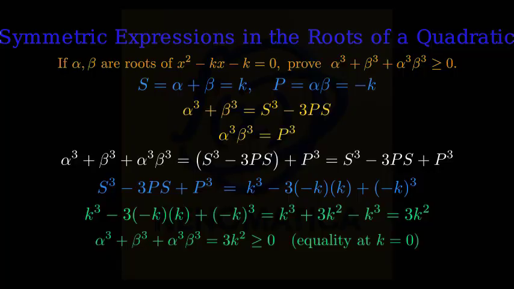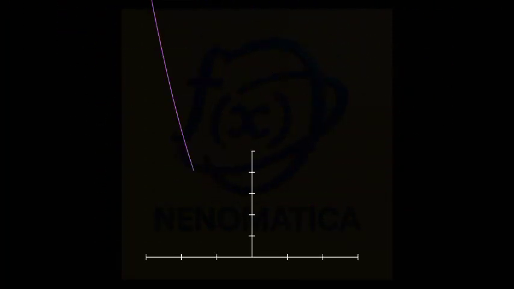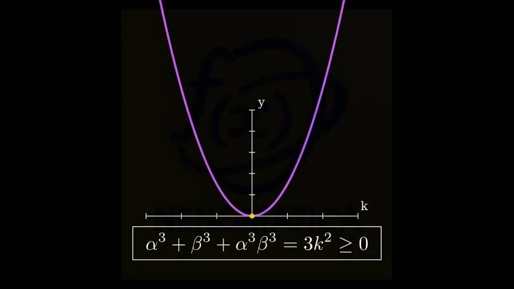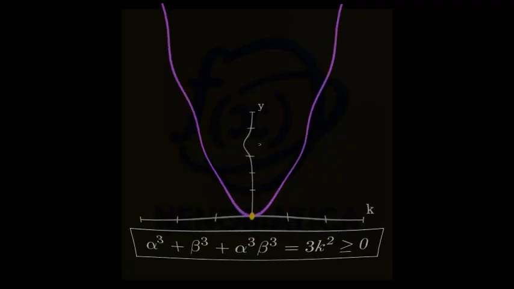To visualize non-negativity, here is the graph of y equals 3k squared. It lies on or above the horizontal axis for every real k, and only touches at the origin. Final result. The expression equals 3k squared, which is always non-negative.